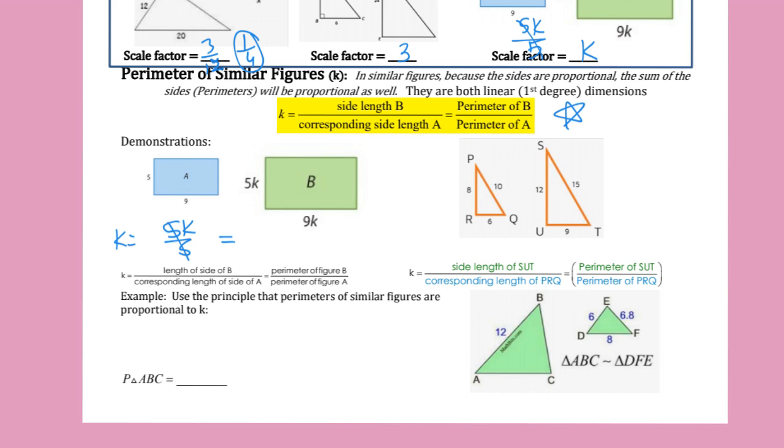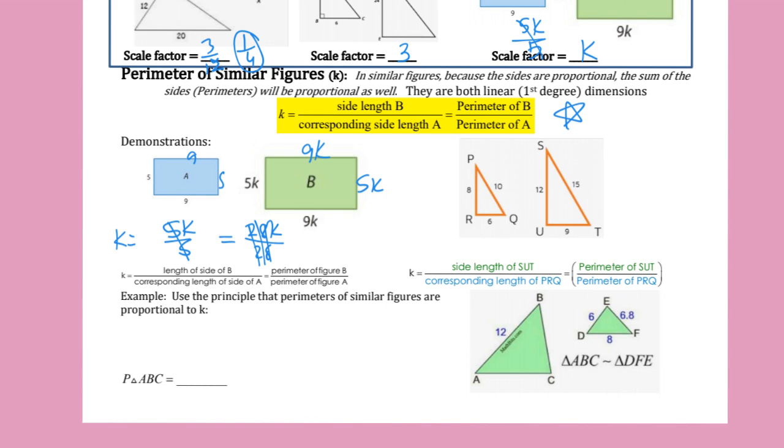What if we do the perimeters of B? If you add up all the sides of B, it'd be 28K, and the perimeter of this guy would be 28. Look at this. If you write the ratio of the sides, and if you write the ratio of corresponding perimeters, you're going to get the same value. You're going to get the scale factor, or K. They're proportional to each other. That's what we're trying to show here.